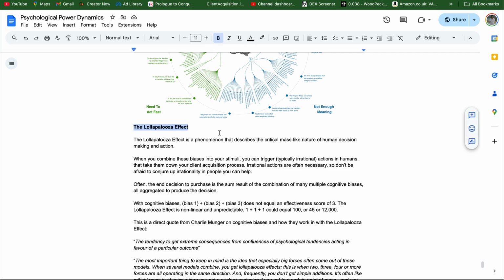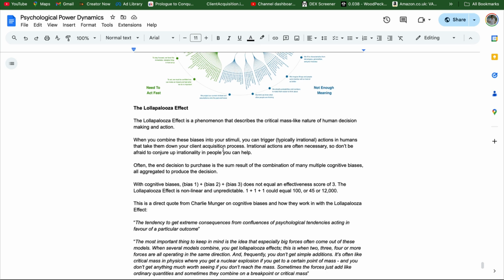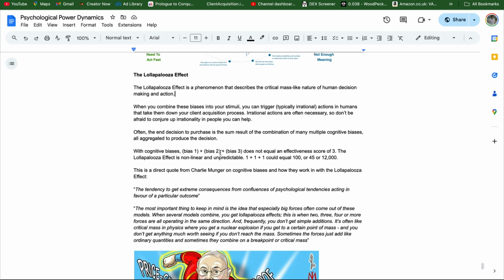So let's look at the Lollapalooza effect, right? Now pay attention for this one because it's big. The Lollapalooza effect is a phenomenon that describes the critical mass-like nature of human decision-making and action. When you combine these biases into your stimuli, you can trigger typically irrational actions in humans that take them down your client acquisition process. Irrational actions are often necessary, so don't be afraid to conjure up irrationality in people that you can help. Often, the end decision to purchase is the sum result of the combination of many multiple cognitive biases, all aggregated to produce the decision.